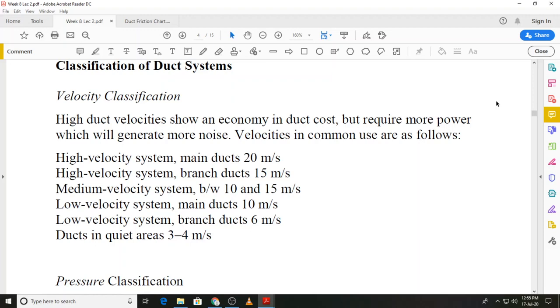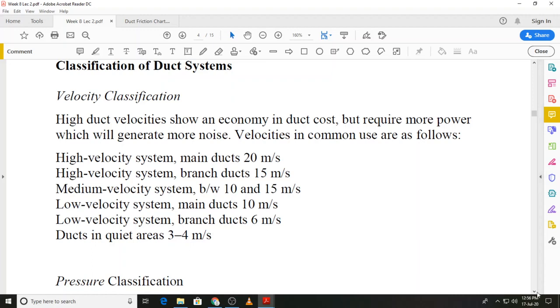Similarly, for medium velocity systems, the velocity ranges between 10 and 15 meters per second. Low velocity systems have even lower velocities. And if you have ducts in areas where you require very low noise levels, you might go to velocities as low as 3 to 4 meters per second, because the noise levels are related to the velocity of the air in the ducts. So higher velocities lead to higher noise levels.